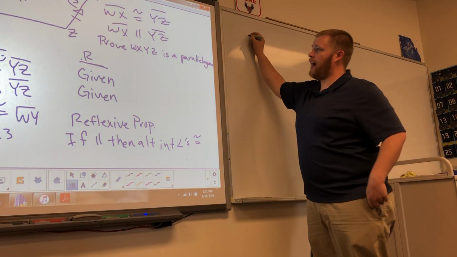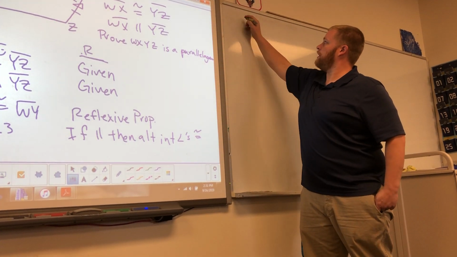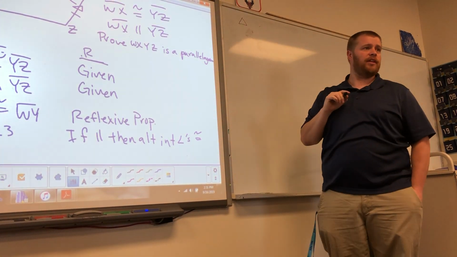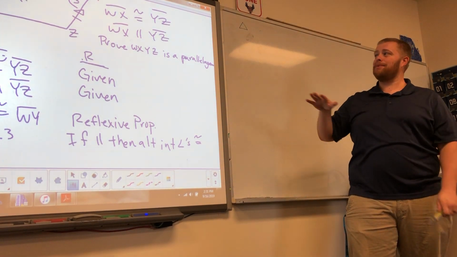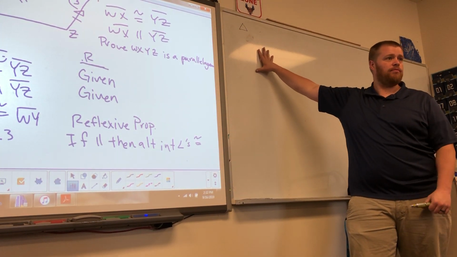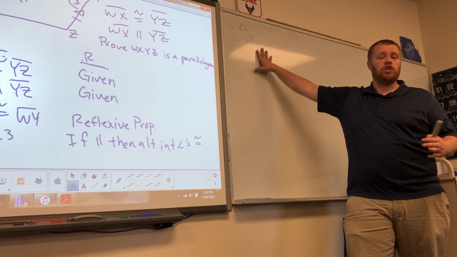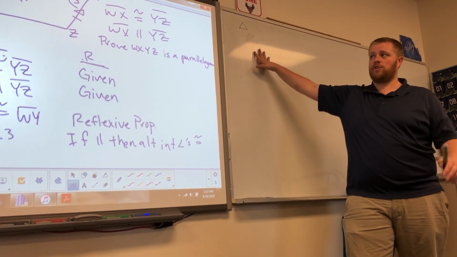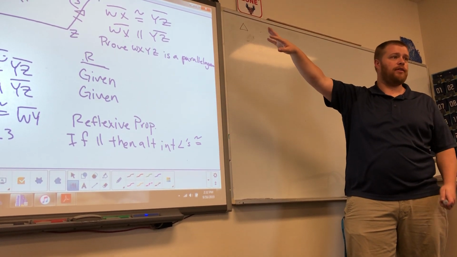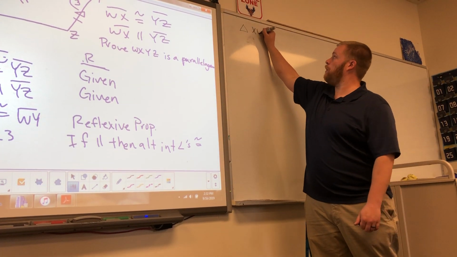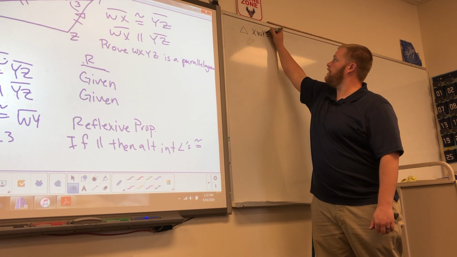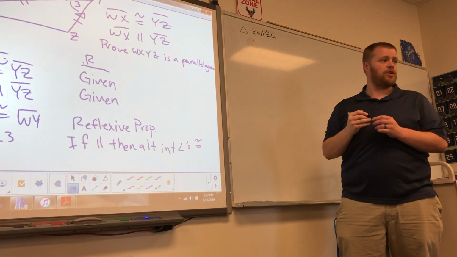So I can say that triangle, be super careful when you're labeling these triangles. A lot of people got these problems wrong because they were not labeling their triangles properly. You can start with any location you want. So I'll pick whichever triangle I want to start with and call it whatever I want. I'm going to do XWY. This triangle is congruent to another triangle.